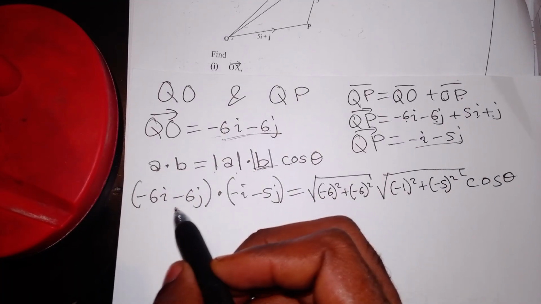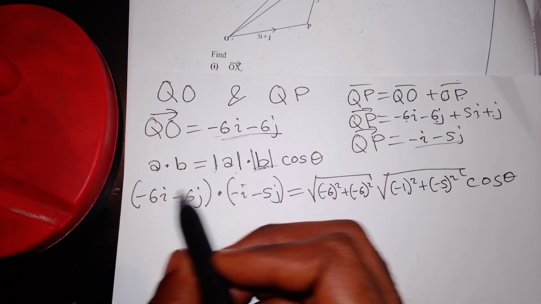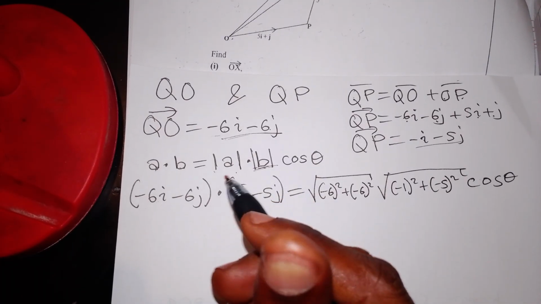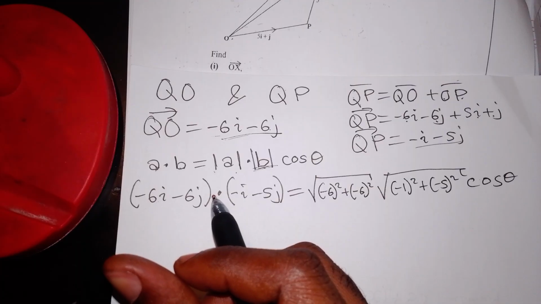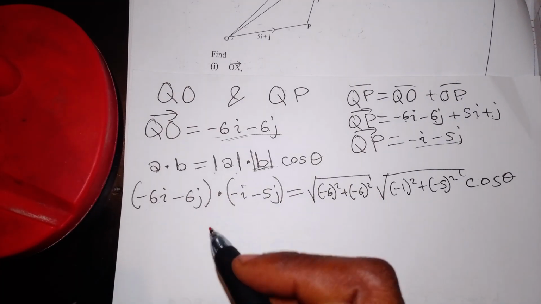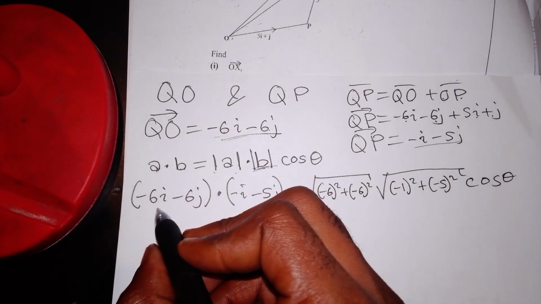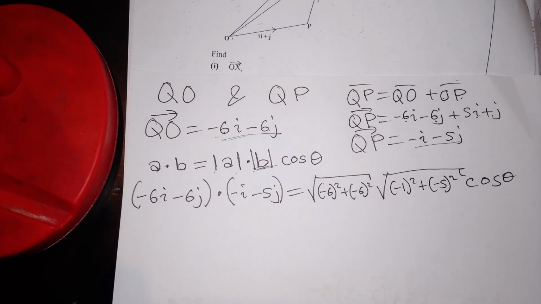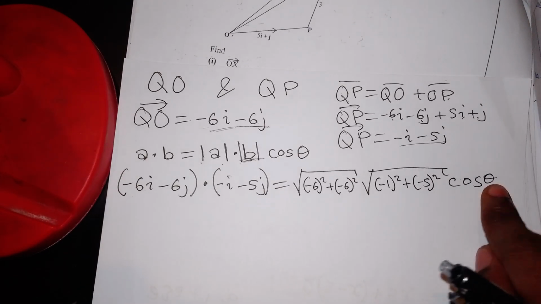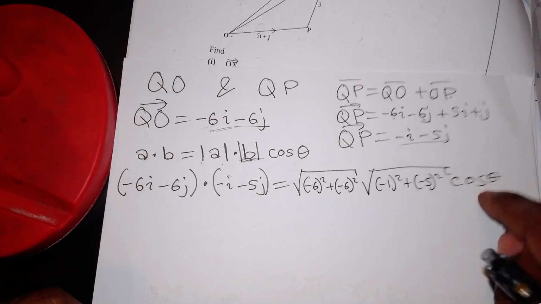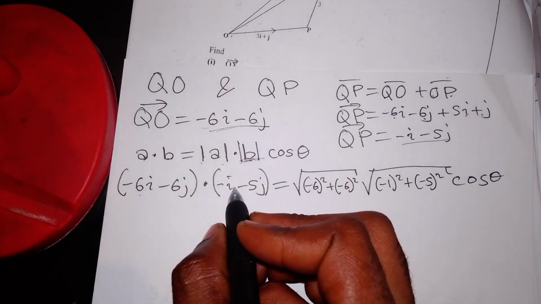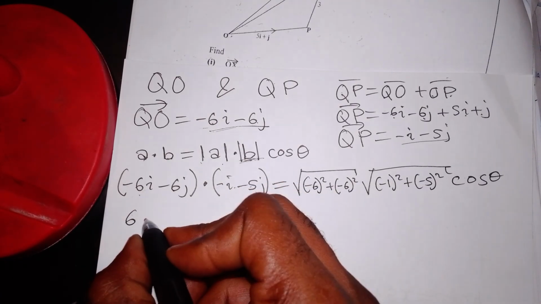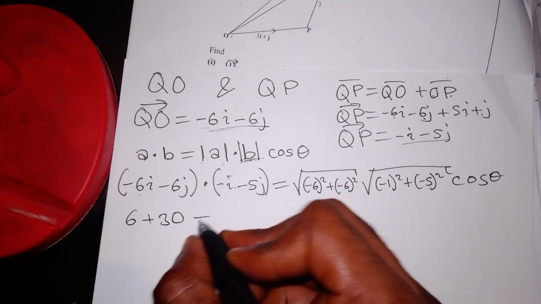Of course, to multiply vectors, you just multiply the i's and the i's, the j's and the j's. Because once you multiply the i by the j, you'll get a 0 because these two are perpendicular to each other. And the dot product of two perpendicular vectors is always 0 because the angle between them is 90 degrees, and cos 90 is 0. So this multiplied by this, you have positive 6. This multiplied by this, you have positive 30.